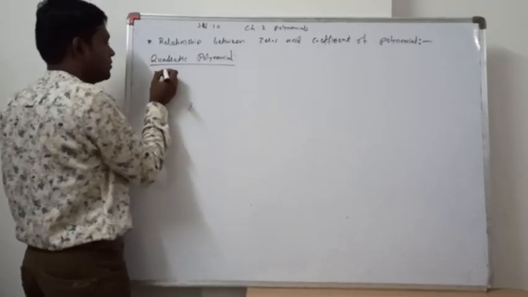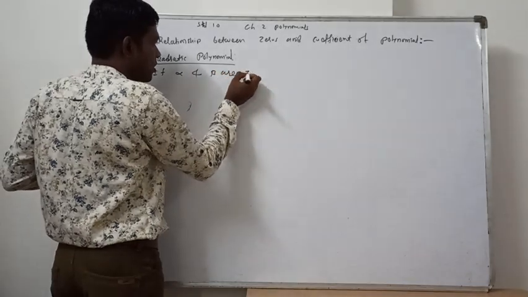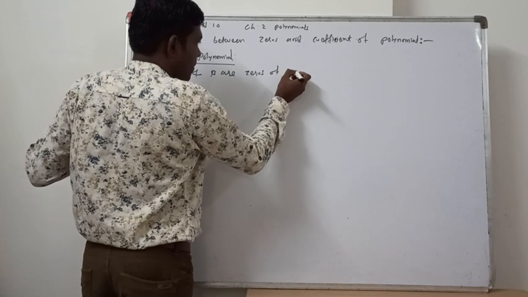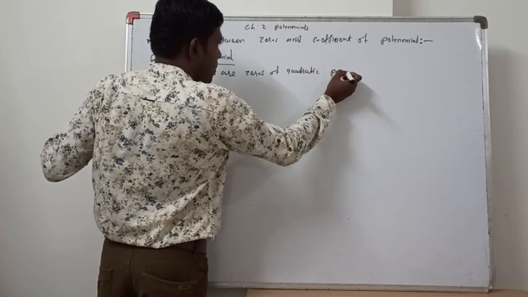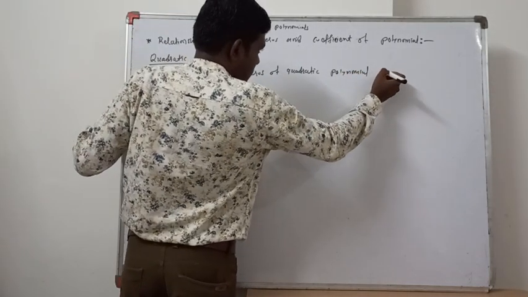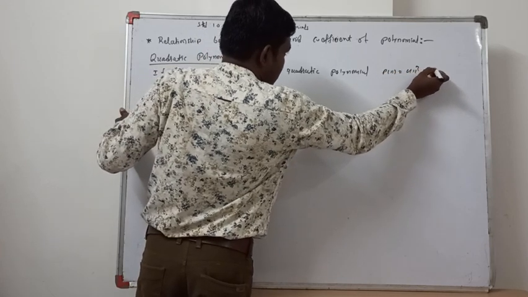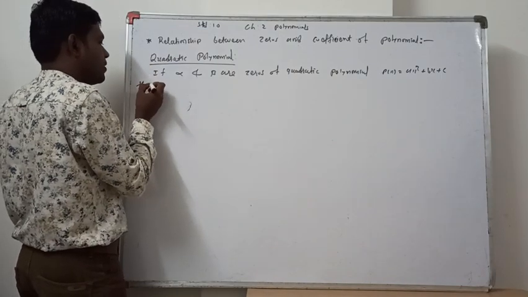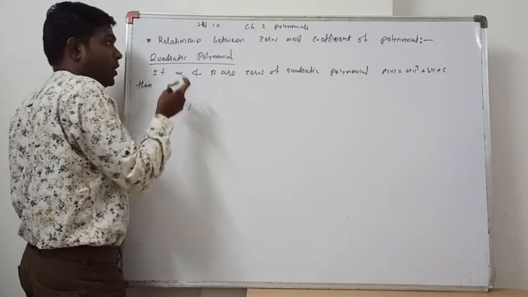If alpha and beta are zeros of a quadratic polynomial, p(x) is equal to ax square plus bx plus c, then we have to write the relationship.